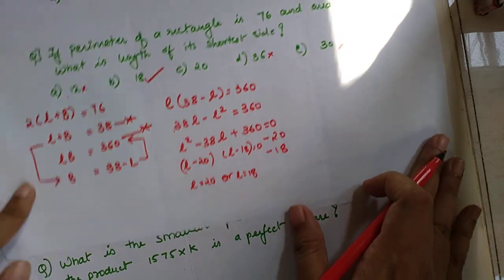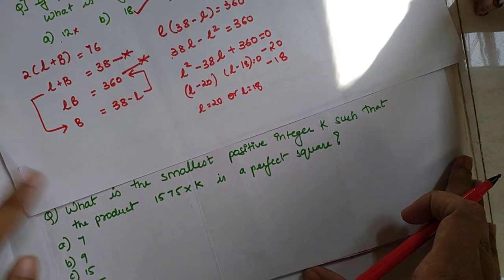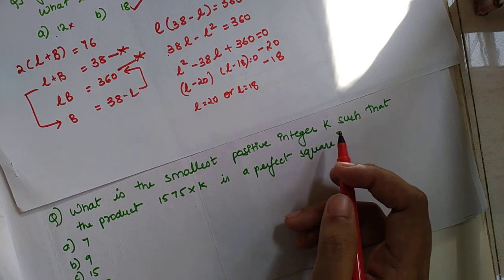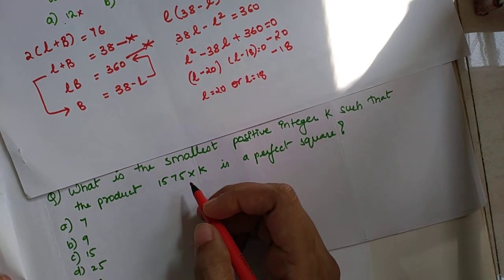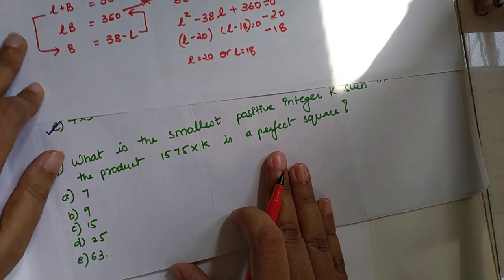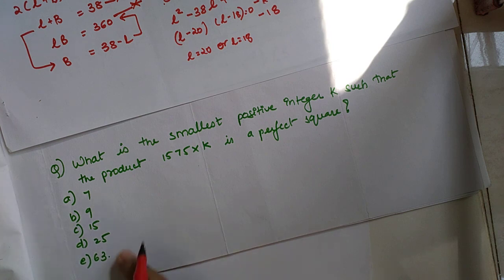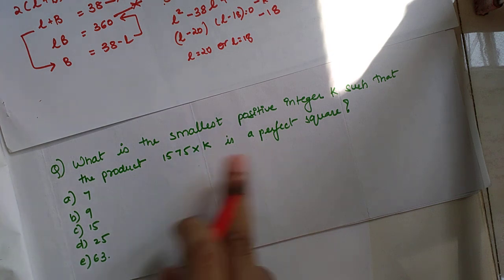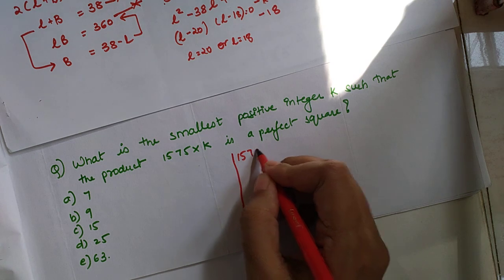Now let's talk about the next question. What is the smallest positive integer k such that the product 1575 k is a perfect square? And the options which you have are all these. Now when you look at this, it looks a bit difficult, but I'll tell you a very easy method of solving this, which is nothing but factorizing. So let's factorize 1575.